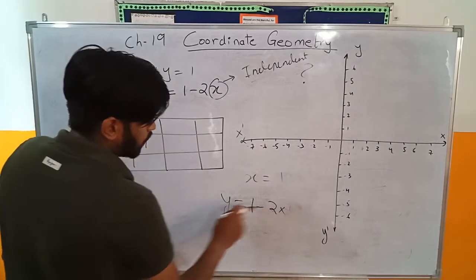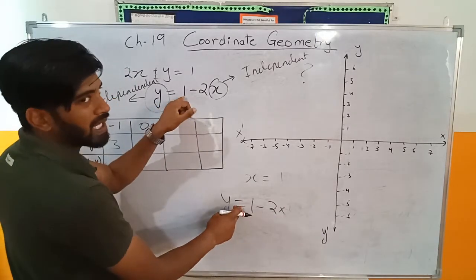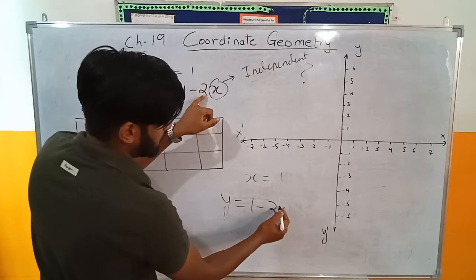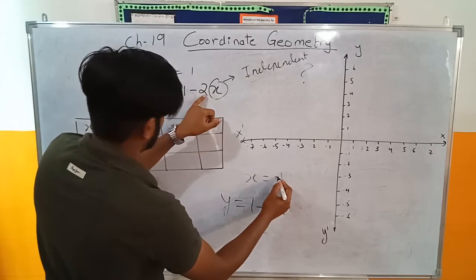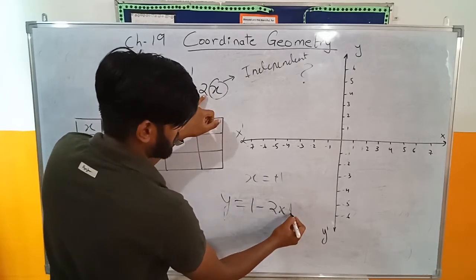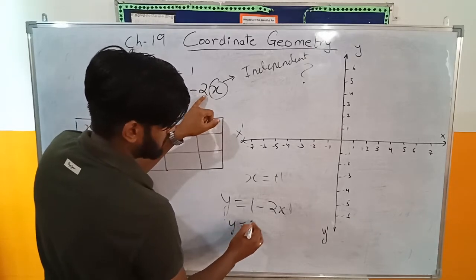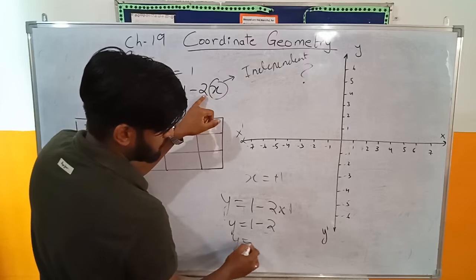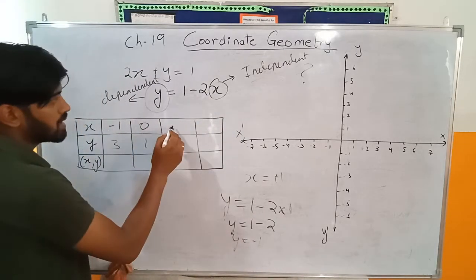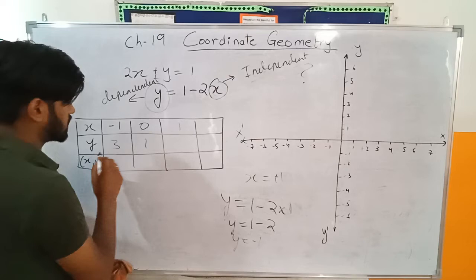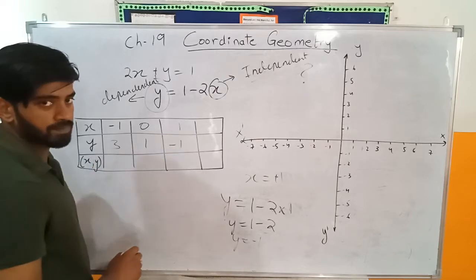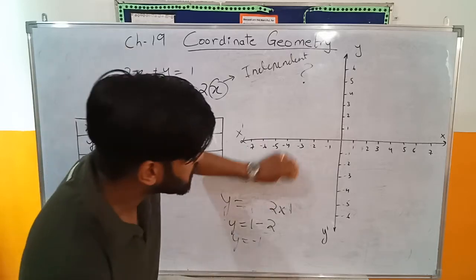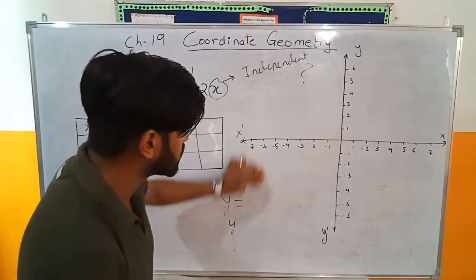So y equals, I'm going to keep looking at the same equation again and again, 1 minus 2 into x, and what is x for me? +1. So +1 I am keeping. So y equals 1 minus 2, because 2 into 1 is 2, and y equals -1. So when I took x equals +1, what is the value of y that I am getting? -1.